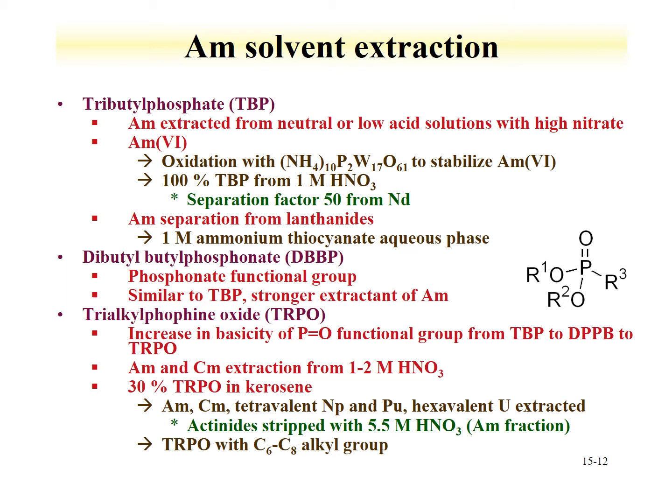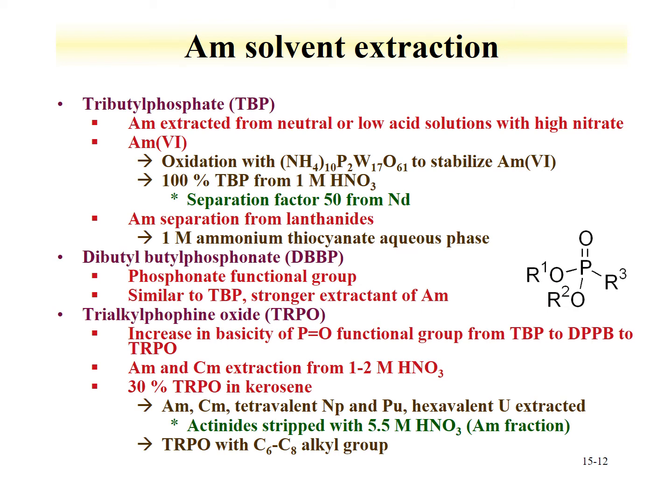There are other separations, dibutyl butyl phosphonate. It has a similar functional group to tributyl phosphate, and it's shown to be a stronger extractant for americium than tributyl phosphate. Trialkyl phosphine oxides, as shown here, increase the basicity of the P double bond O group from tributyl phosphate to the dibutyl butyl phosphonate to this molecule here, so that we can increase the extraction of americium. Americium and curium are extracted from 1 to 2 molar nitric acid with this ligand.